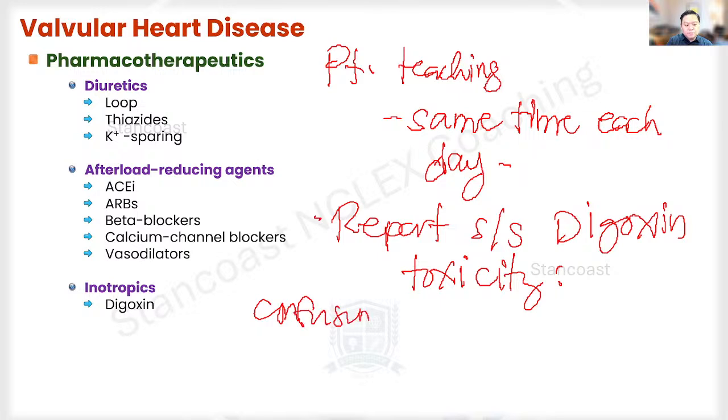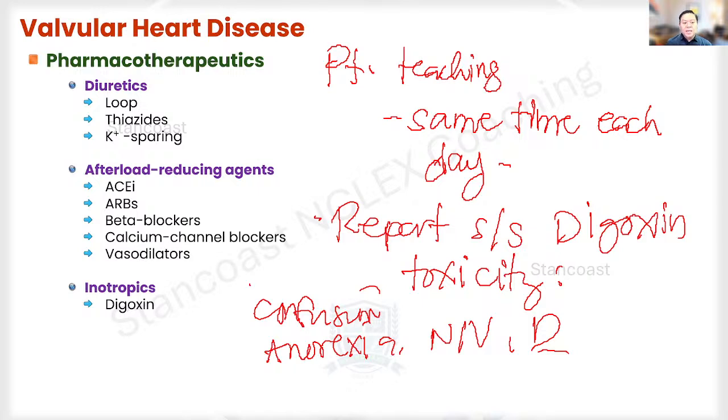Confusion, anorexia, nausea, vomiting, and also diarrhea. There's also going to be some visual disturbances. There will be halos around light, some discoloration in their visual field, greenish discoloration. But most often, guys, these are the early manifestation: confusion, anorexia, nausea, vomiting, diarrhea.